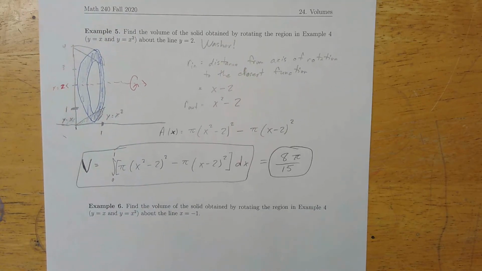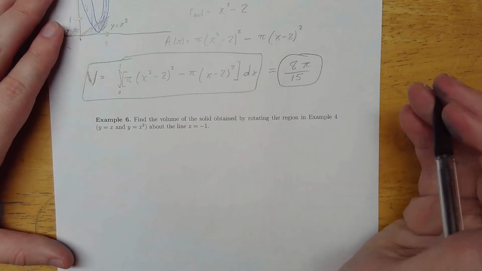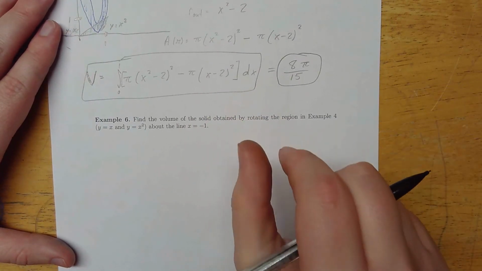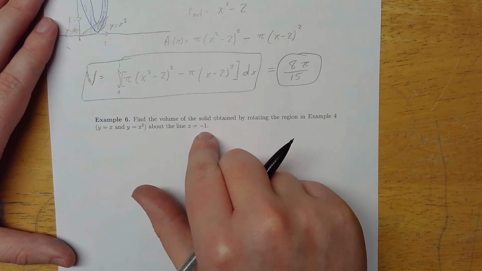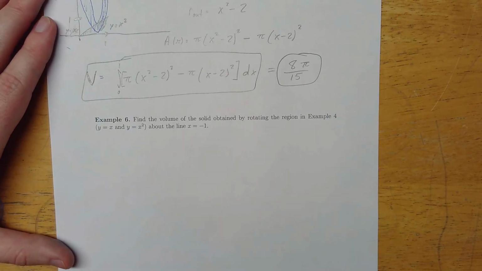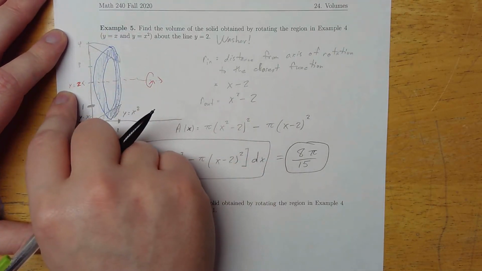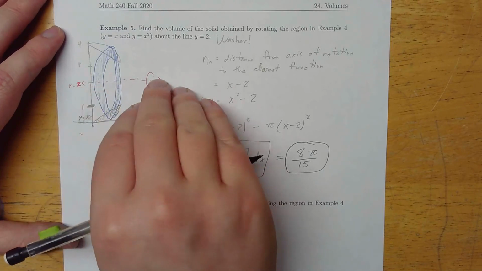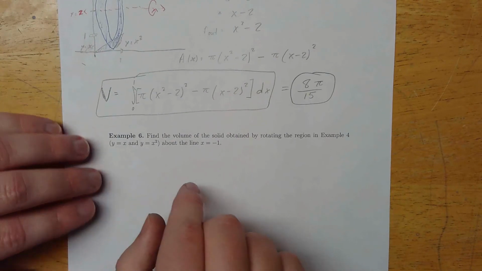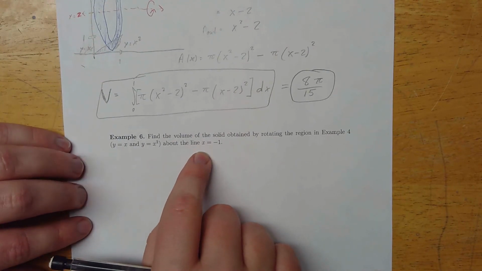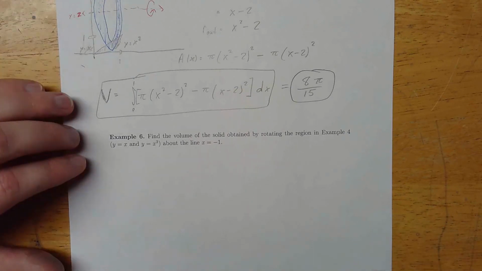All right, we'll do one more example. Let's say we wanted to find the volume of the solid obtained by rotating the region from example 4 around the line x equals -1. So notice that before we had a horizontal line. It said y equals 2, but that meant that it was horizontal. So because of that, we're still rotating with respect to x. Now, because we are rotating about a vertical line, we'll actually be rotating with respect to y instead.